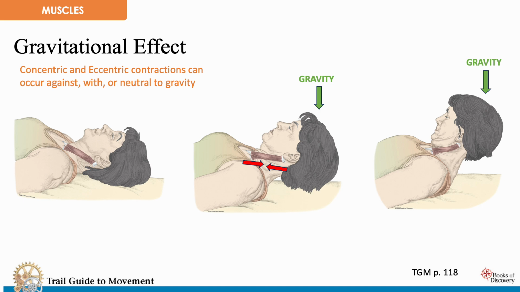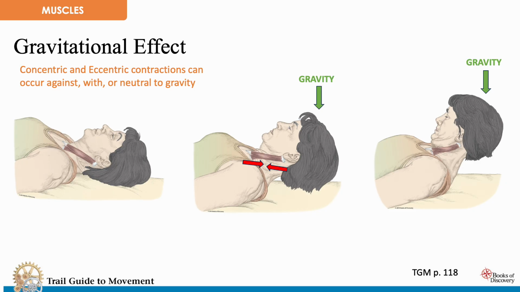So we've learned the what and the how, but now we have to look at the where. So as therapists, we don't work in a vacuum. We work in a world with gravity. So depending on how your client is positioned on your table, the exact same movement can require a completely different type of contraction. So one, against gravity, the concentric challenge.